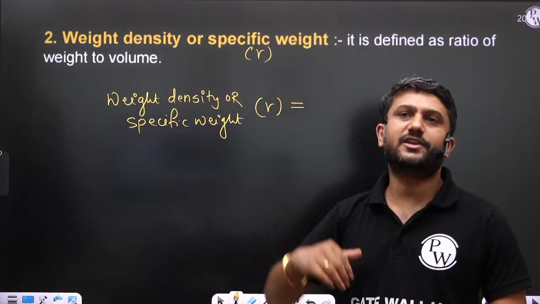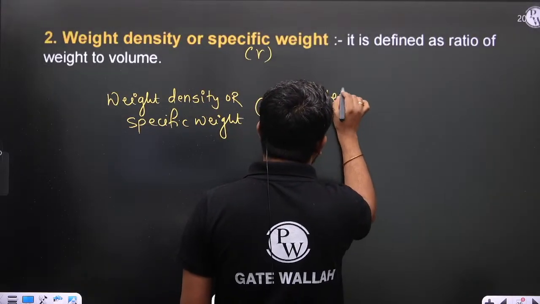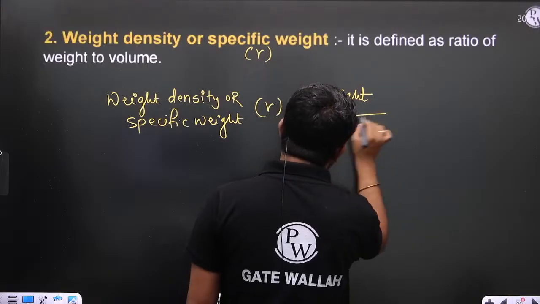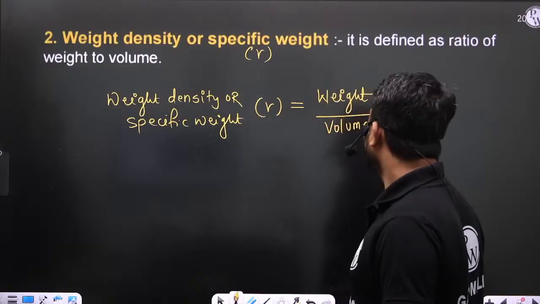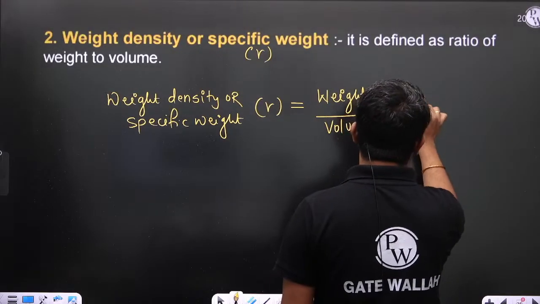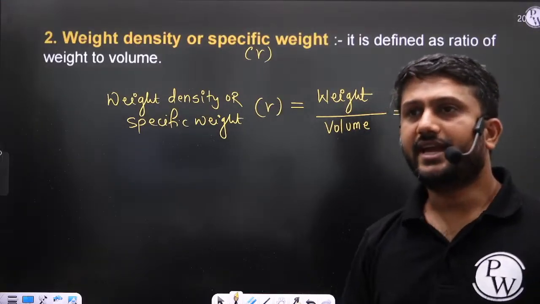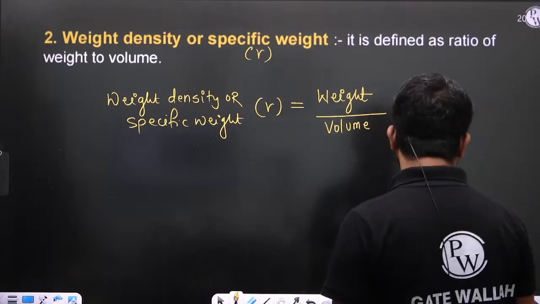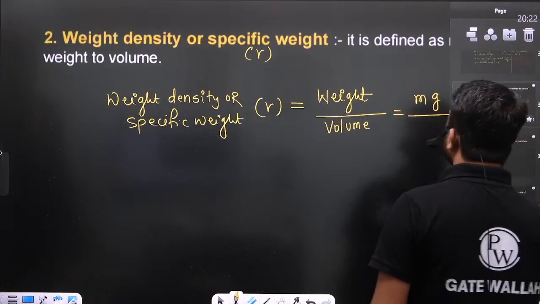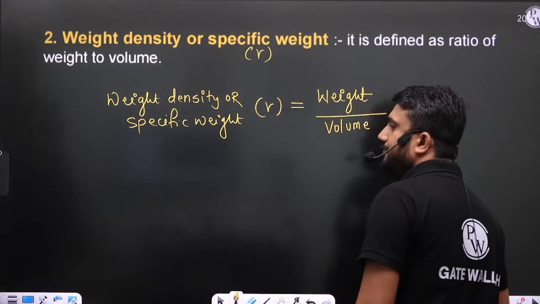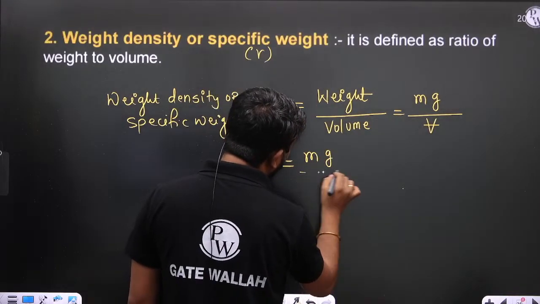It is simply weight per unit volume. Mass density is mass per unit volume, and in a similar way, weight density is weight per unit volume. We can write weight as mass into gravitational acceleration, and volume is V. So weight density is equal to mg by V.